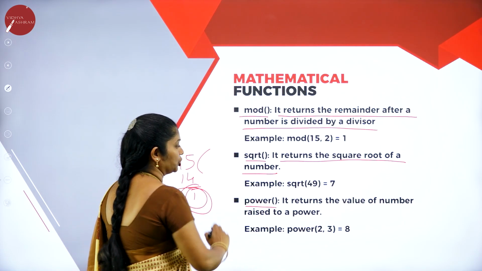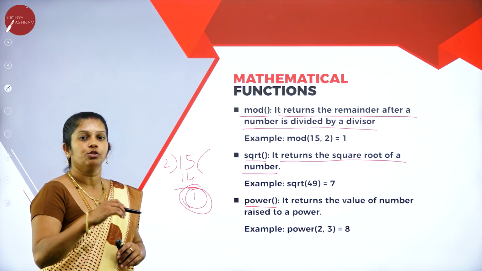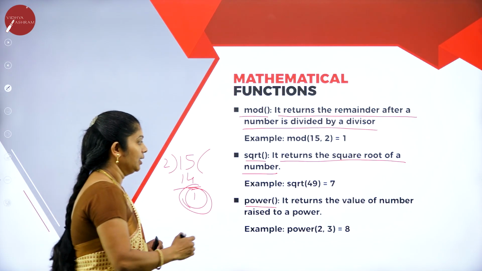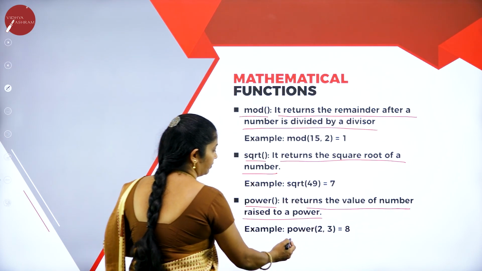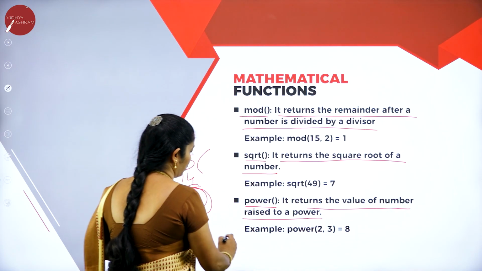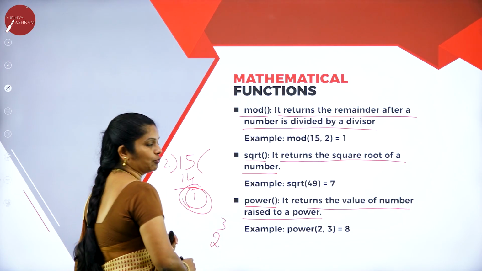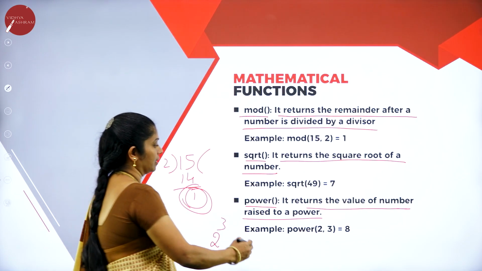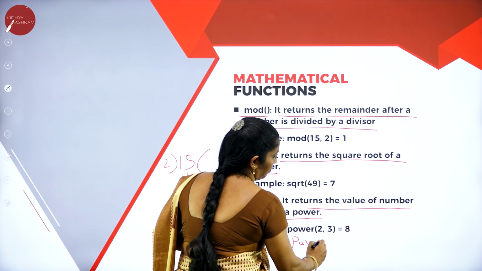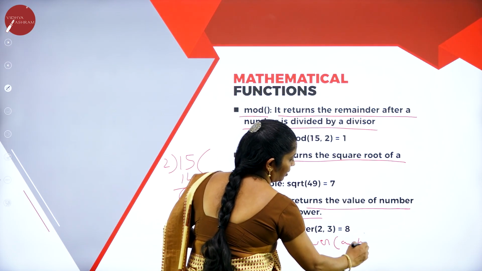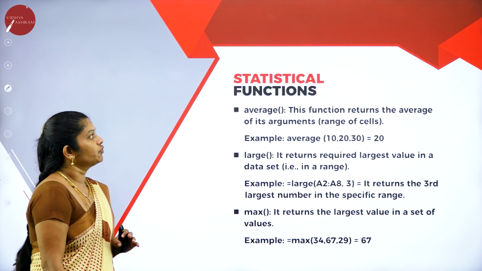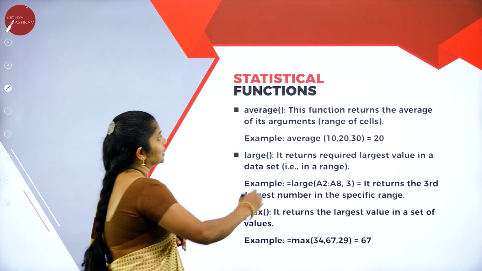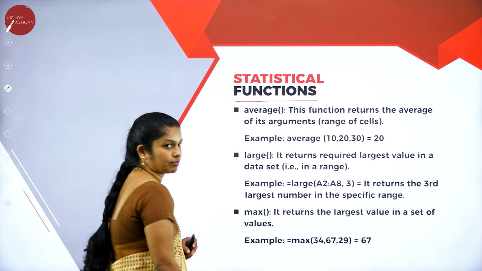Then the power function. The power function helps to find the power of a given number. That is, it returns the value of a number raised to a power. For example, power 2, 3, if I use that, then it will find 2 to the power of 3. That is, power of a comma b, if I write that, then it will find a to the power of b. Now it's clear.